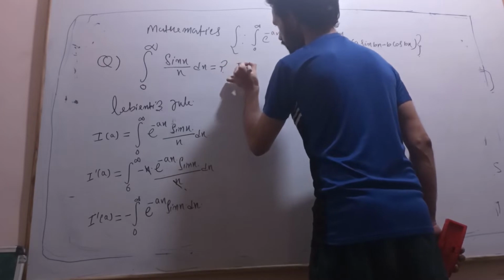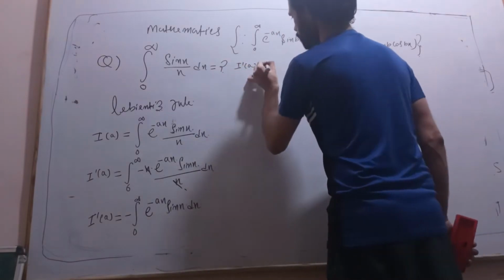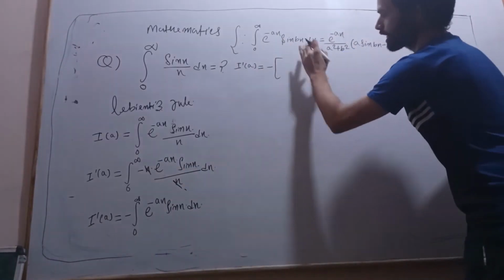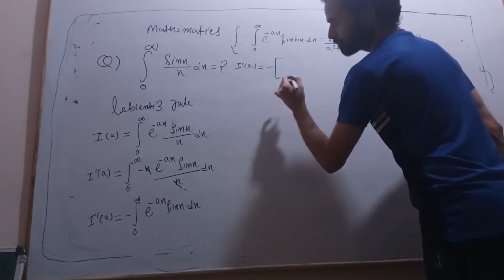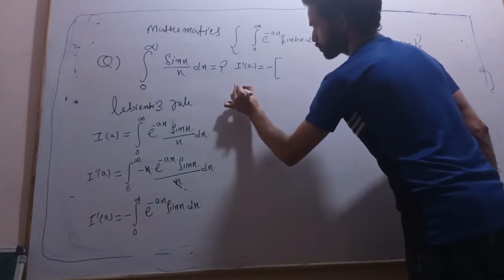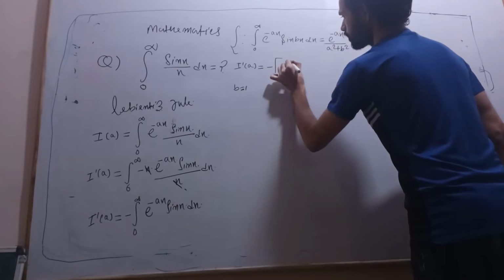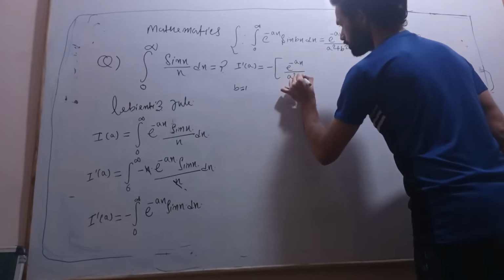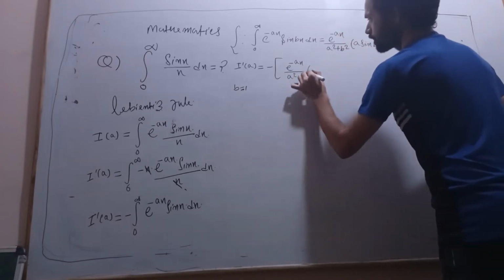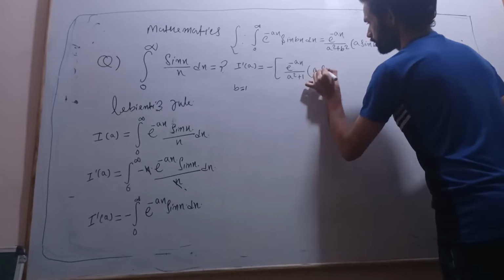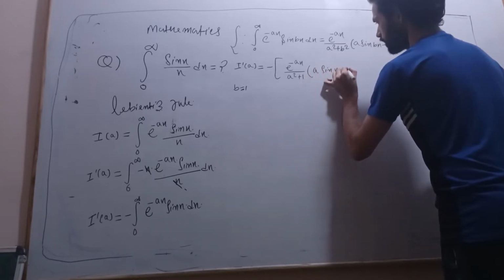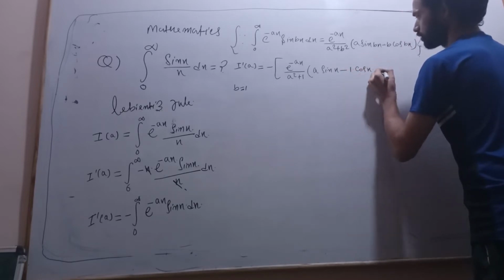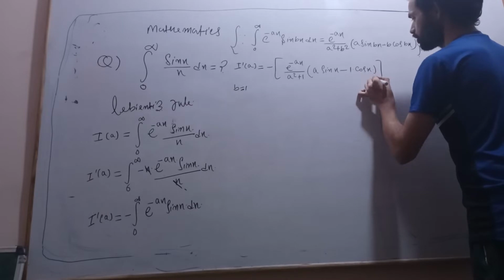Just put this value here. I dash of a is equal to minus the integration of e to the power minus ax sin bx, where b is equal to 1. So this is e to the power minus ax divided by a square plus 1, into a sin x minus 1 cos x, with limits from 0 to infinity.